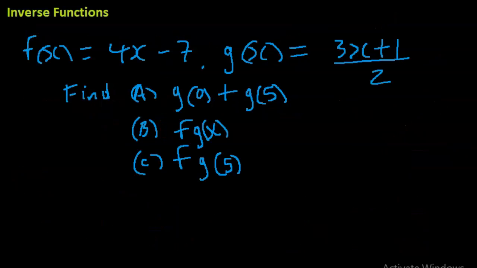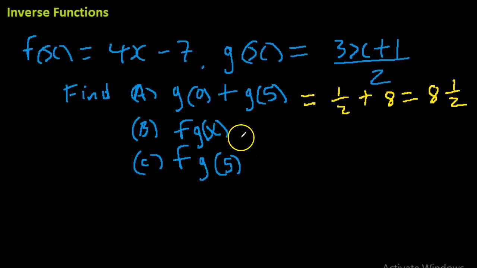So here we have another problem that we want to look at. F of x is 4x minus 7, and g of x is 3x plus 1 over 2. What is g of 0 plus g of 5? Now, g of 0, you come to g, replace x with 0, you get 3 times 0 is 0 plus 1, so it's 1 over 2. And g of 5, you replace x with 5, so 3 times 5, that's 15. 15 plus 1, that's 16. 16 divided by 2, that's 8. So half plus 8, that's 8.5, right?